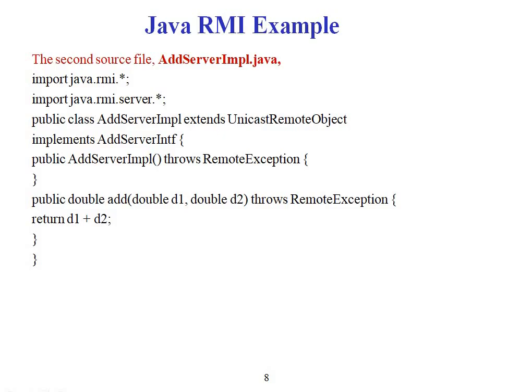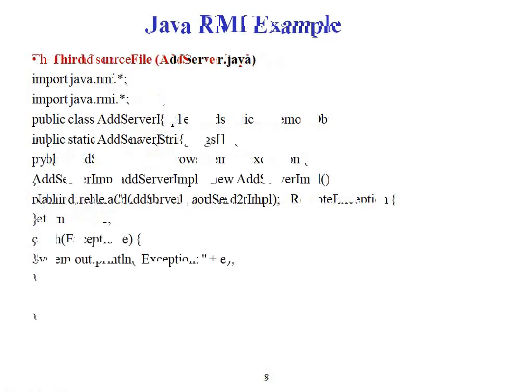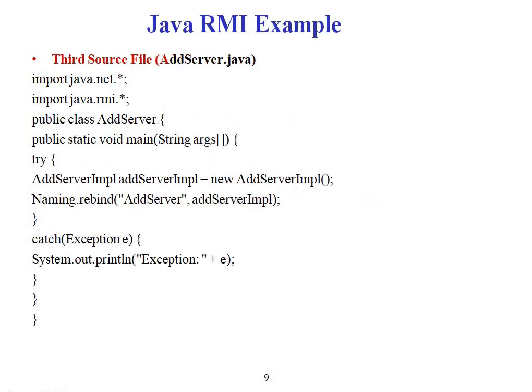The second source file, AddServerImpl.java, implements the remote interface. The implementation of the add method is straightforward. All remote objects must extend UnicastRemoteObject, which provides functionality that is needed to make objects available from remote machines. The third source file, AddServer.java, contains the main program for the server machine.